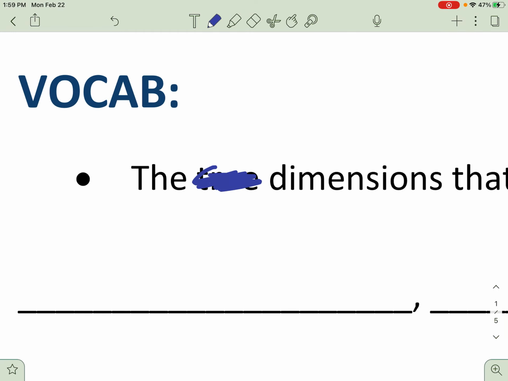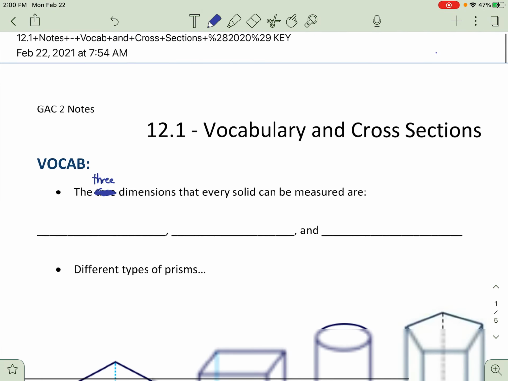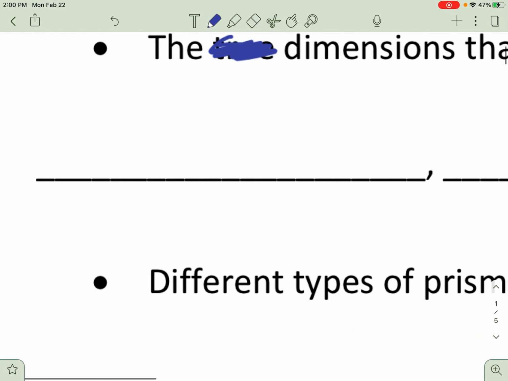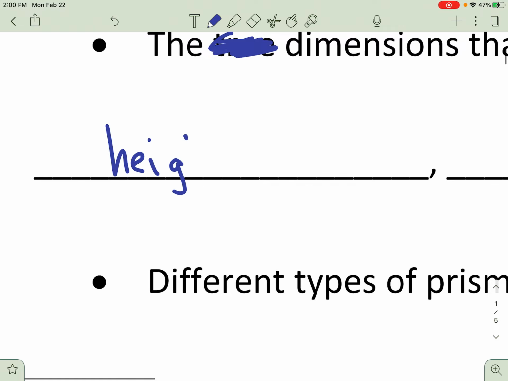So the first thing is here, I have a little bit of a typo. We want to definitely cross that out and put that the three dimensions that every solid can be measured are height, length, and width.